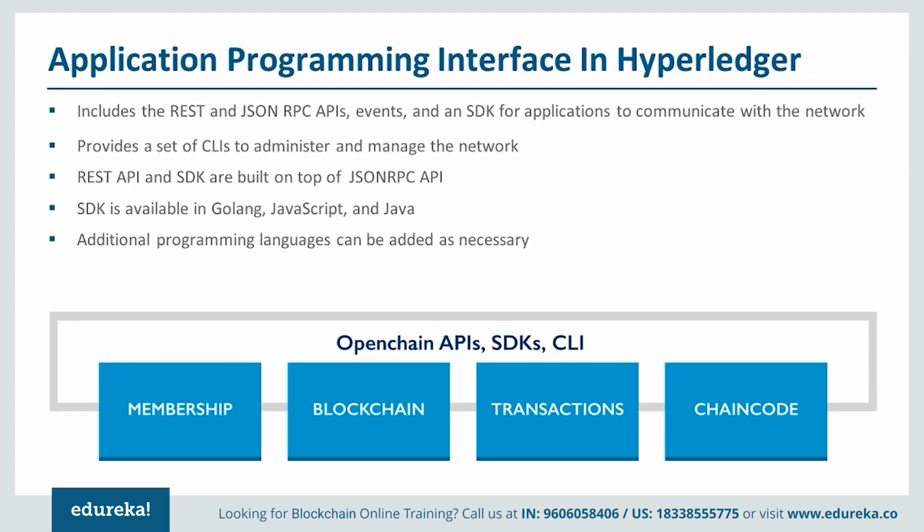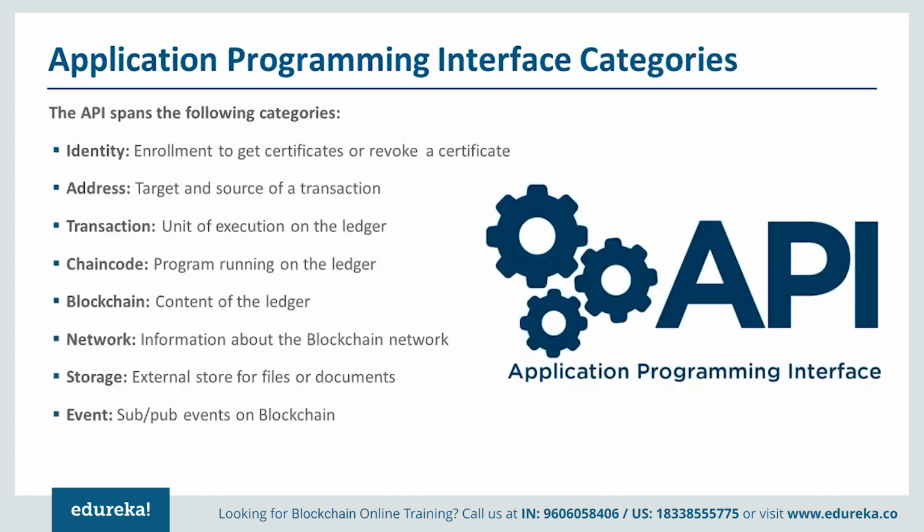So the SDK is available in Go, JavaScript, and Java. It is not only in Go, Java, JavaScript. You can also have an SDK available in C++, Node.js, and various other languages. Additional programming languages can be added as necessary. Again, this is something we have already gone through: identity, addresses, transaction, chain code, blockchain, network, storage, event. And there are APIs available for interacting with all these entities in blockchain.